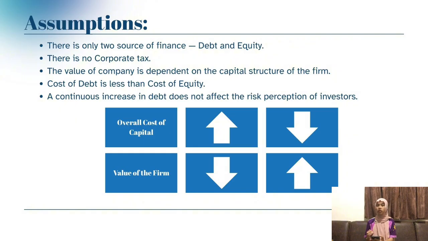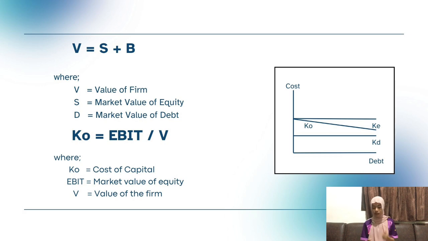In this last assumption, it just assumes that all investors think the same way. Yun lang siya. So, if hindi nakaka-apekto sa isang investor, they assume that it does not affect all the other investors. Here we have the overall cost of capital and the value of the firm, which states that an increase in overall cost of capital decreases the value of the firm. Ayun. Tapos, if the cost of capital decreases, the value of the firm increases. Okay, next slide tayo para mas lalong maintindihan.